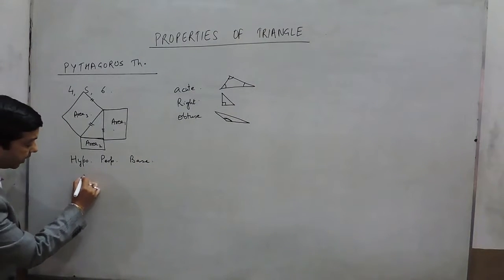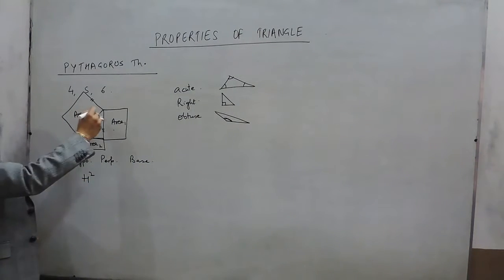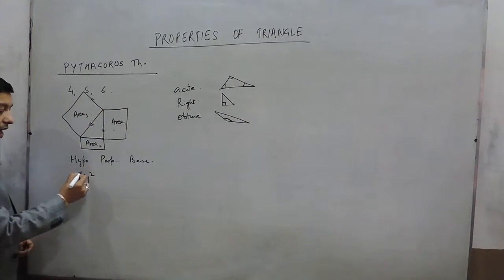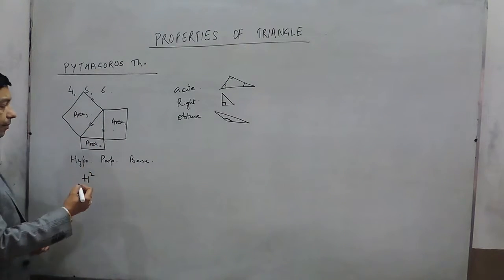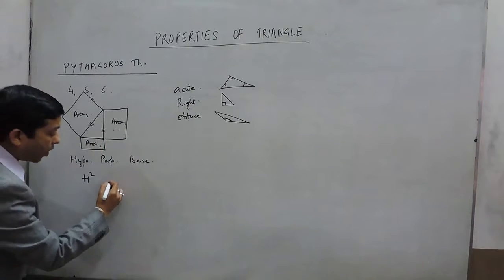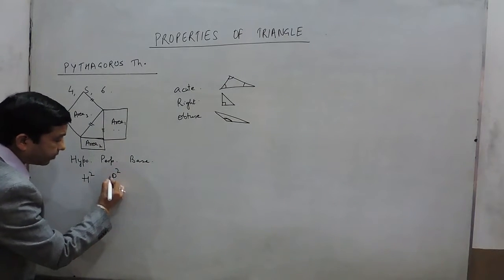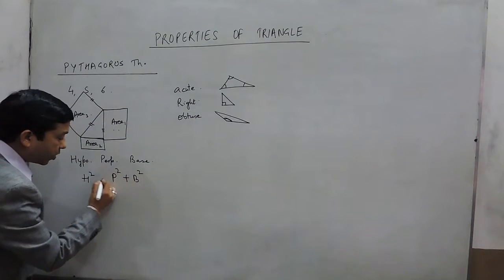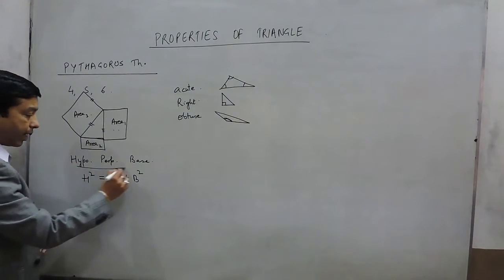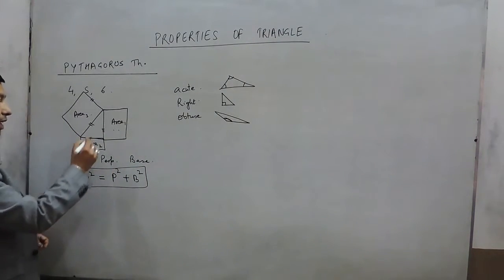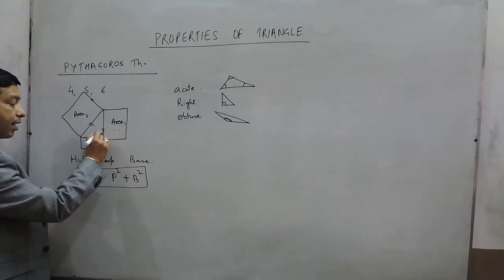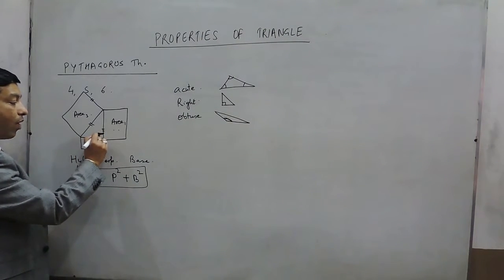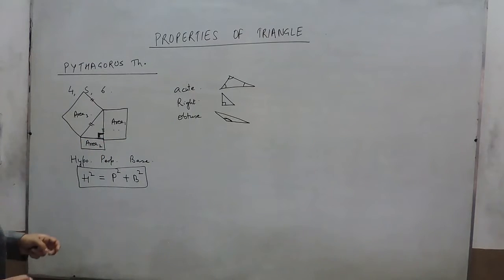Or we can say the square of the hypotenuse, because the area with the side as hypotenuse is hypotenuse square. Now area 1 is perpendicular square and area 2 is base square. If the sum of these two is equal to this, then we can say definitely that it is a right angle triangle, or one of the angles is 90 degrees.